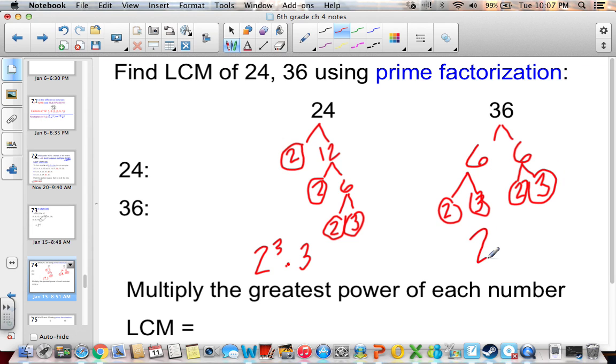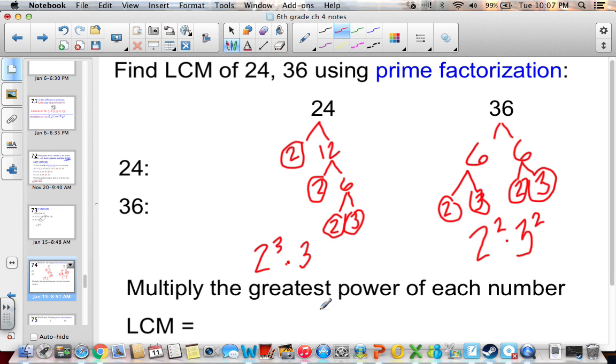So I have 2 squared times 3 squared. So we first find the prime factorization. Now we multiply the greatest power of each number. So what does that mean? We have 2 cubed times 3 and 2 squared times 3 squared.